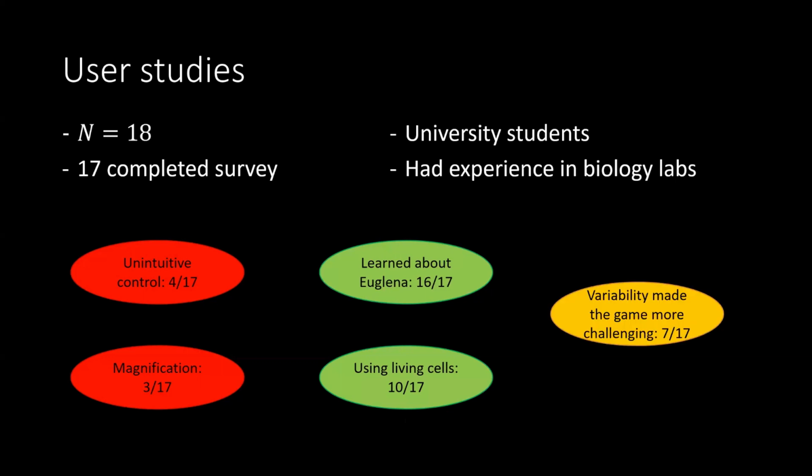Finally, many players did find that the variability made the game more challenging, but interestingly, some players reported actually enjoying that aspect, saying, for example, that they were amused by how the Euglena didn't really do what they wanted it to do, and also that they liked that they, in their words, could engage with a living thing that they communicated with but could not fully control.